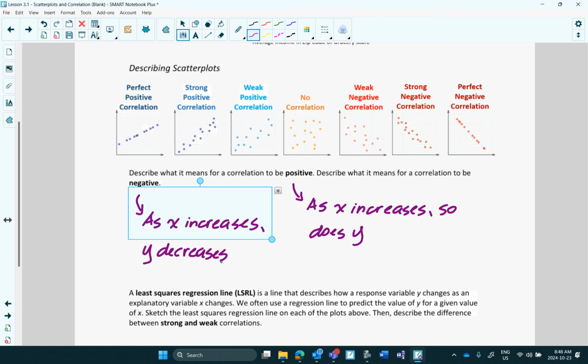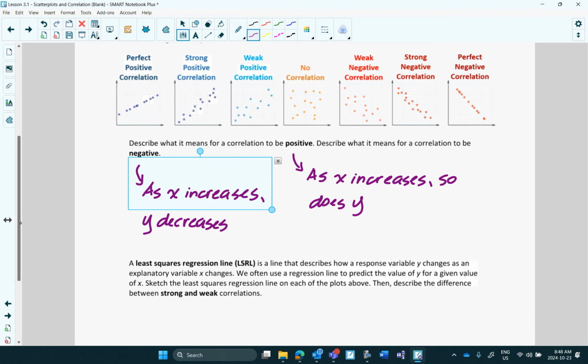Now, what we want to do, because we want to try and do this mathematically, okay, is we want to come up with a line that we can make an equation out of that allows us to make predictions. Okay? So we call this the least squares regression line. And I'm going to talk about why it's called least squares later on. But for the time being, let's talk about it as a regression line, or a line that sort of fits the data. Okay.